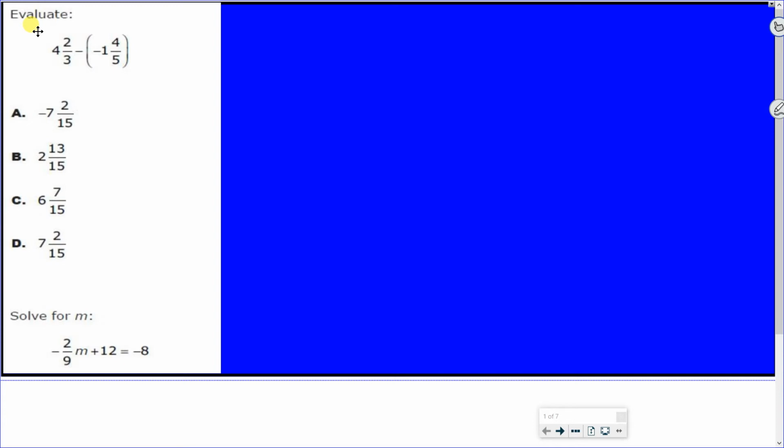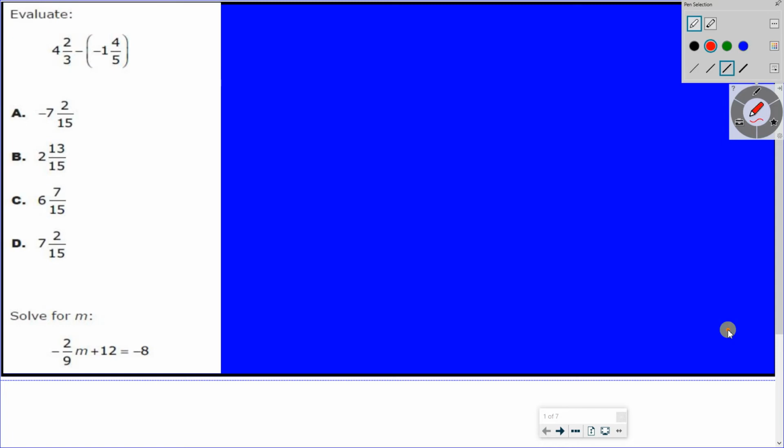If you remember, this was your bell work problems. We had 4 2/3 minus a negative 1 4/5. We had 4 option choices. I'm going to teach you how to identify the best options before ever solving the problem. And then on the very bottom we had solve for m, a negative 2/9 m plus 12 equals a negative 8. Okay.